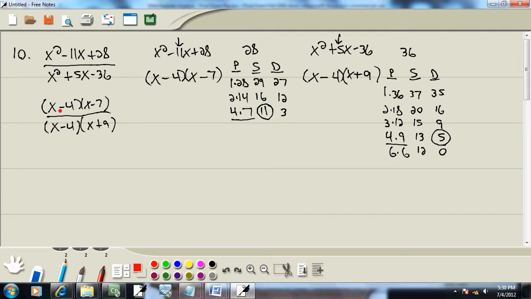And step 2, cancel if possible. See how they both have an x minus 4, so those are going to cancel. And we're left with x minus 7 over x plus 9. Now, we can't cancel the x's here because of the minus and plus in here. Everything has to be multiplication. Notice how this was x minus 4 times x minus 7, and this was x minus 4 times x plus 9. That's why we could cancel these. But this is not multiplication down here, so that's our answer.